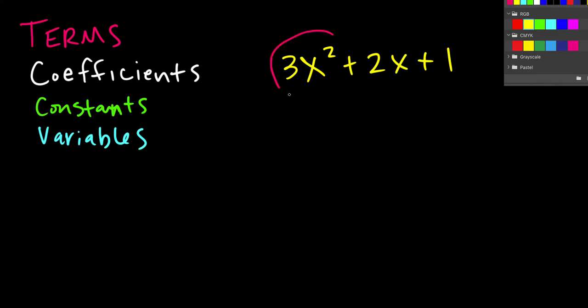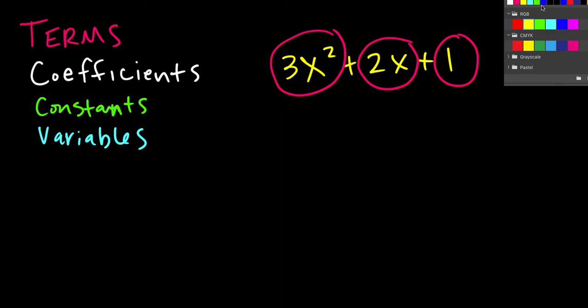are just each of these bigger pieces. They'll be separated by addition or subtraction signs. Now if there is a subtraction sign, that negative is a part of that term, and I'll make sure to show you that on the next example that I give you.